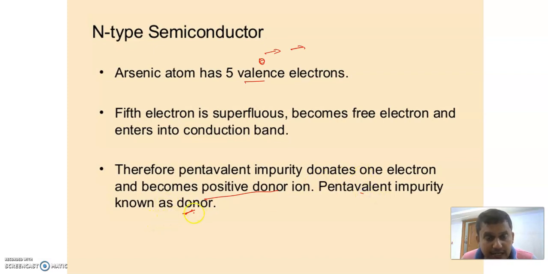The pentavalent impurity is known as a donor because arsenic donates 1 electron, and since it donates an electron, it becomes positive. But the whole n-type semiconductor is neutral. Why is it neither positive nor negative? It is neutral because we are adding two neutral things: silicon, which is neutral, and arsenic, which is also neutral. So the n-type semiconductor is always neutral in nature. Similarly, the p-type is also always neutral in nature.